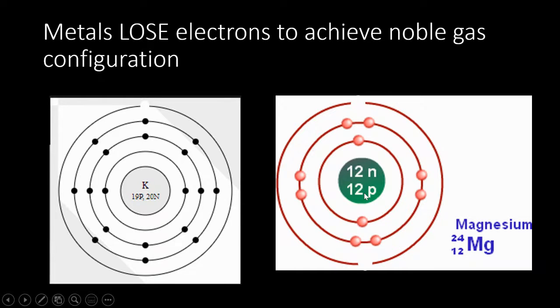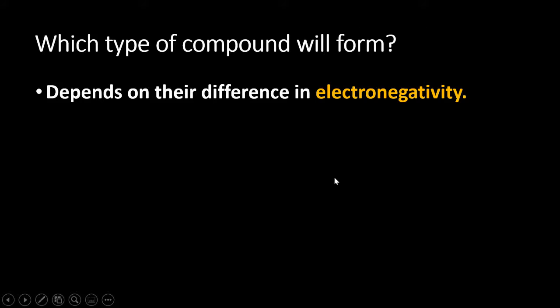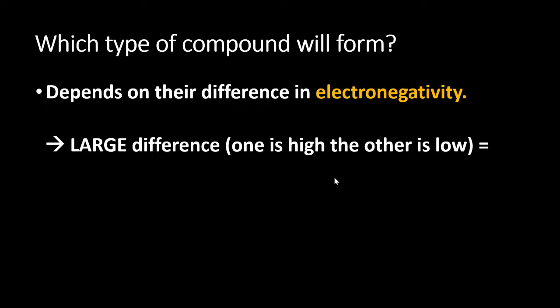So now that it's stable, the nonmetals gain for the opposite reason. Or for the same reason, they still want to be a noble gas, but they go the opposite way. They gain. So fluorine with its 9 electrons wants one more to have 10, like neon, so it'll pick one up. Oxygen with its 8 electrons wants 2 more to be like neon, so it'll pick 2 up. All right, so the difference in the electronegativity, how good a fighter they are, determines what happens. If it's a big difference, then that's going to be an ionic compound.